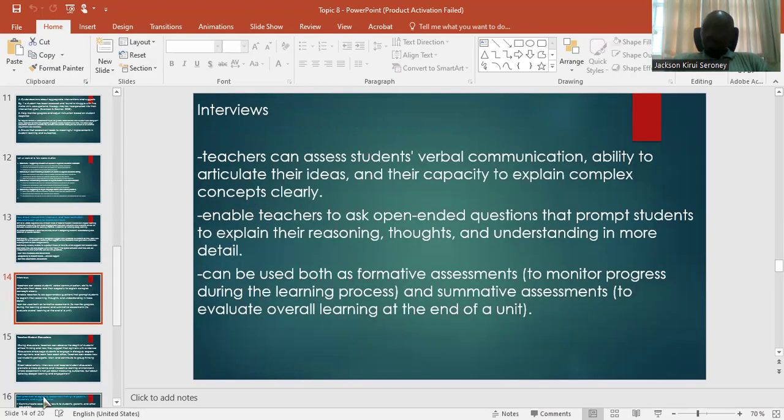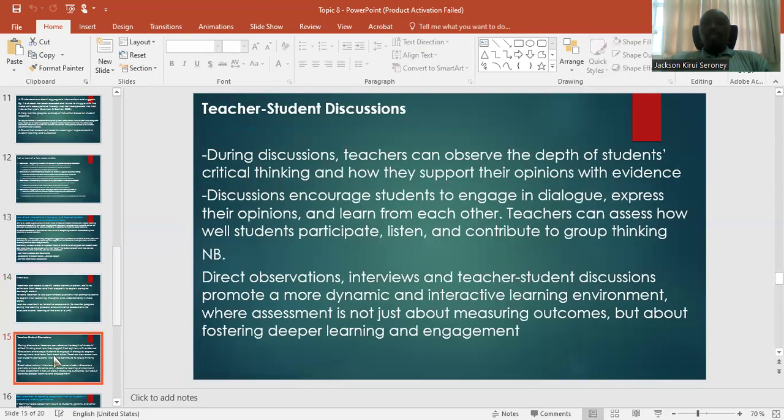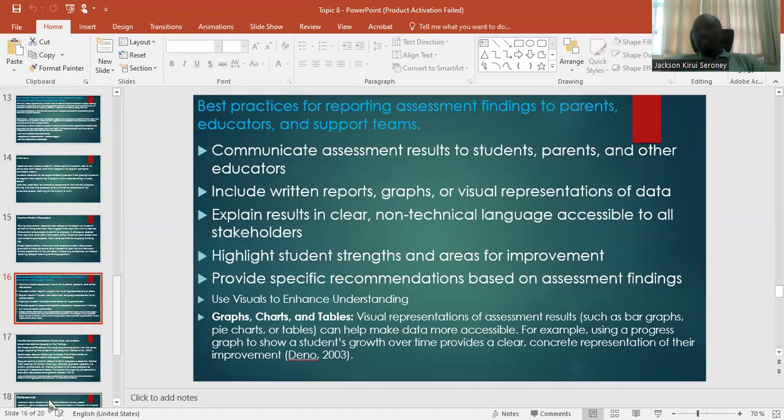Interviews. During interviews, the teacher can assess verbal communication in the learner, how they articulate their ideas. The teacher can ask open-ended questions that can prompt learners to give their reasoning and thoughts in more detail. Then teacher-student discussions. During discussions, teachers can observe the depth of student critical thinking and how they can support their opinions with evidence.